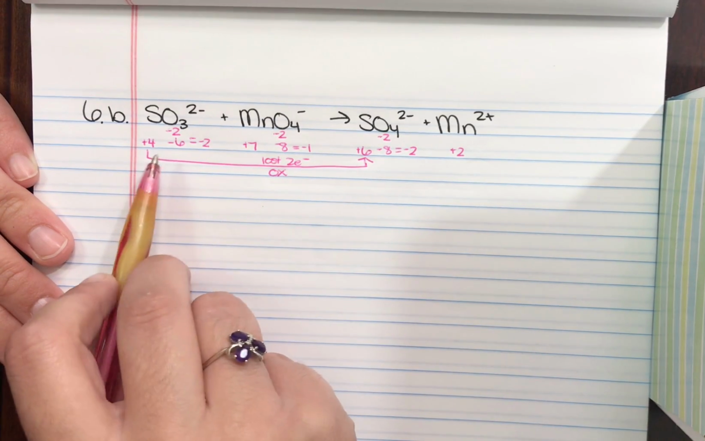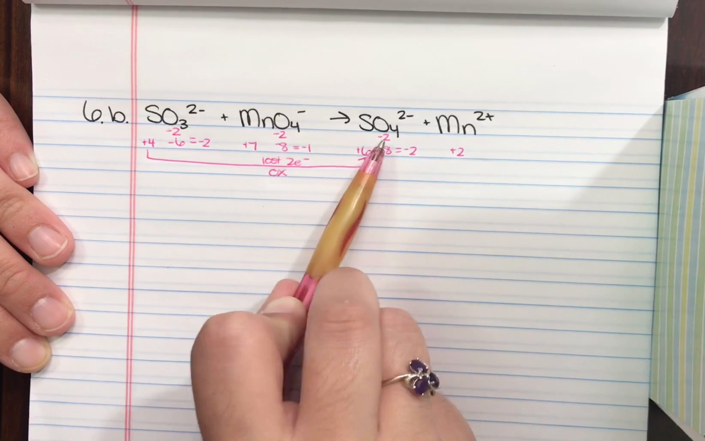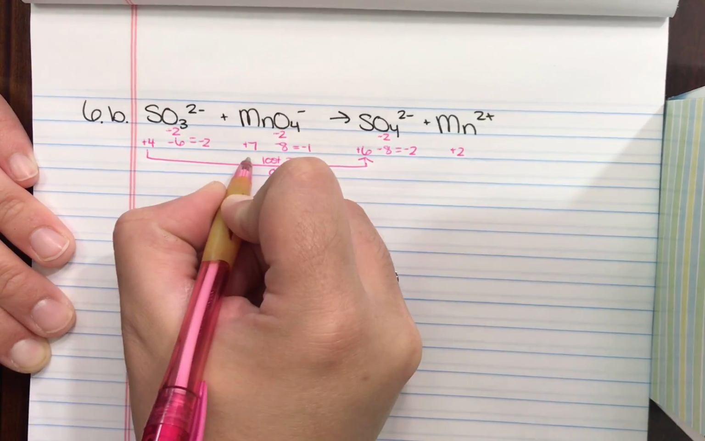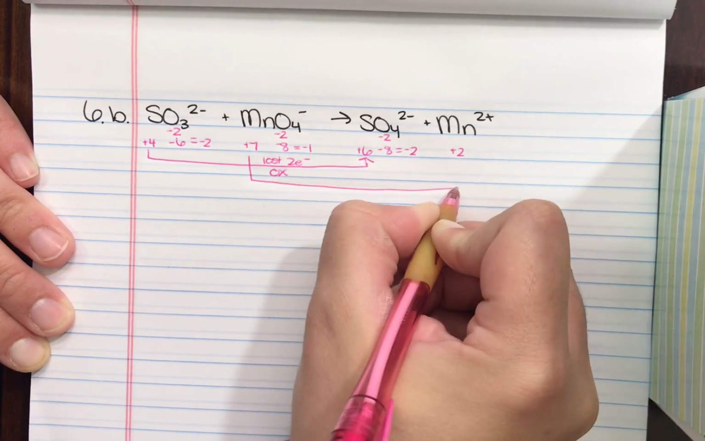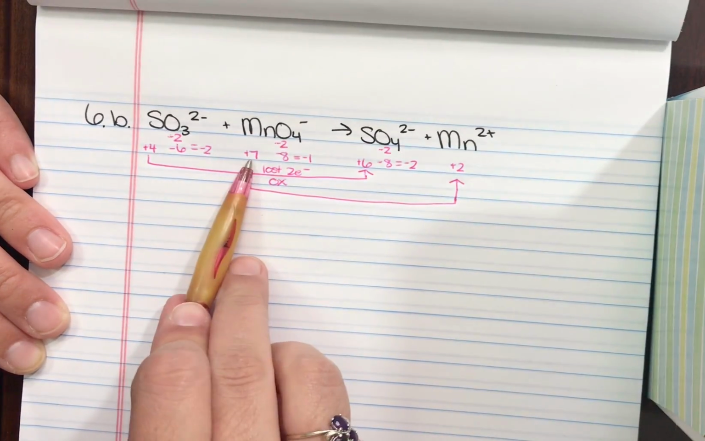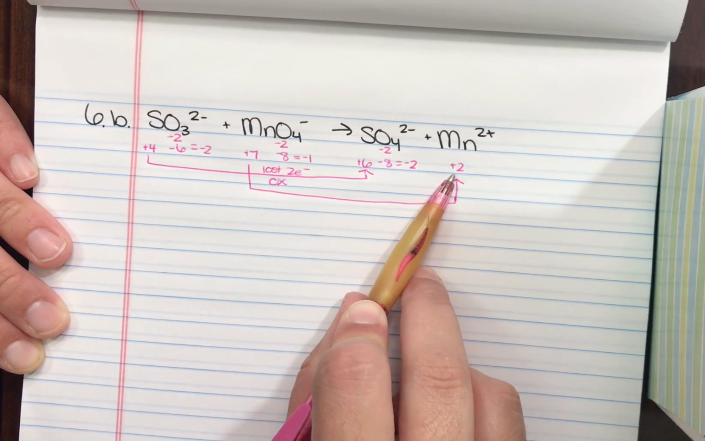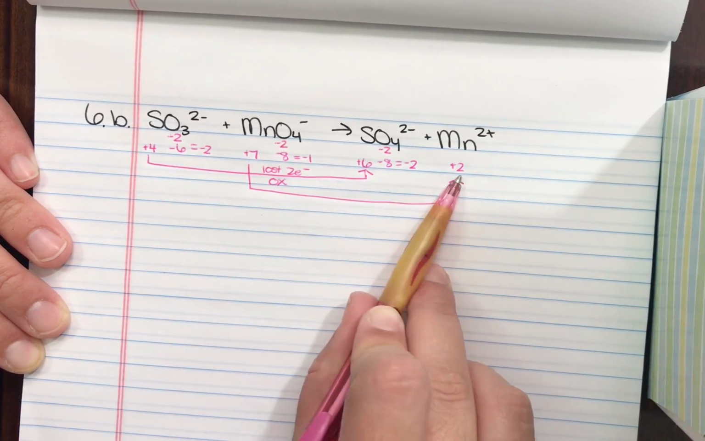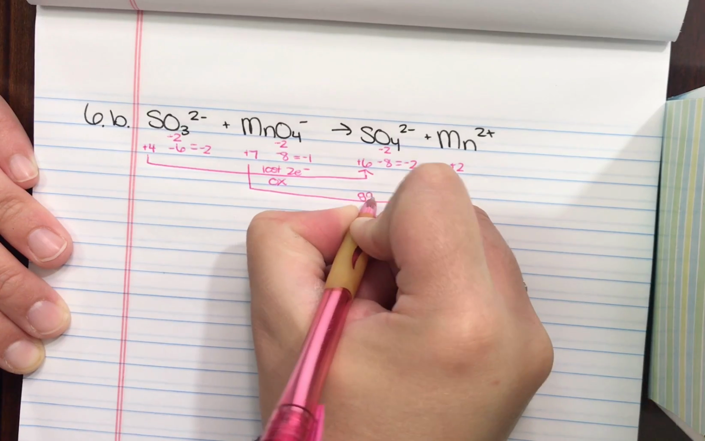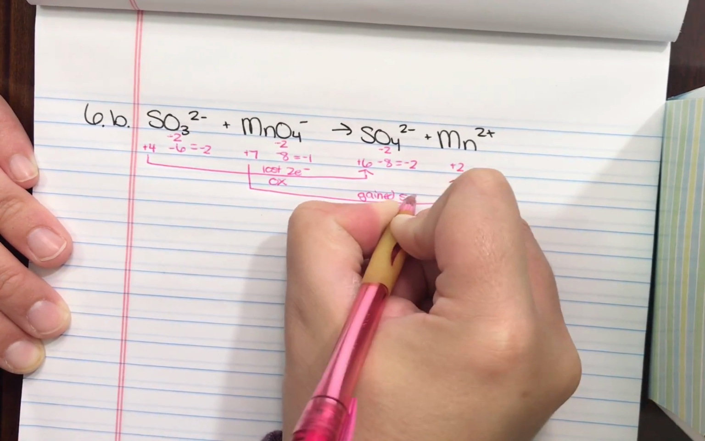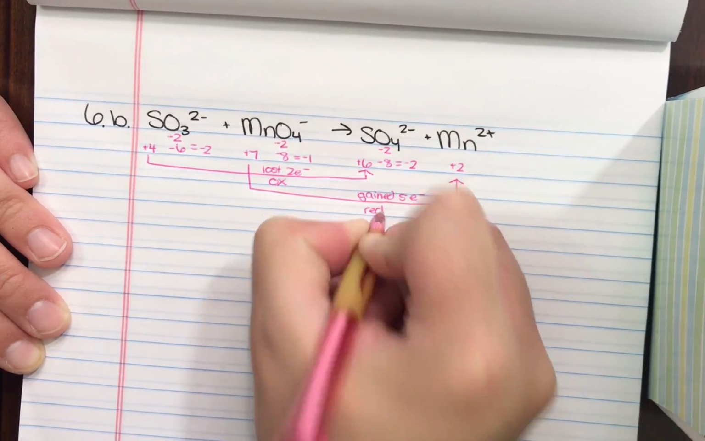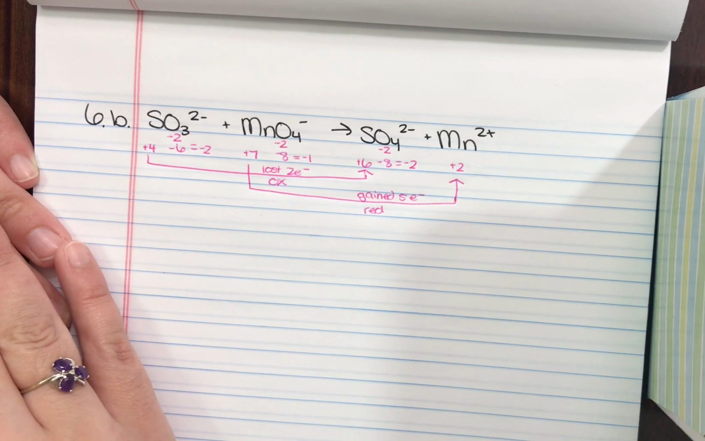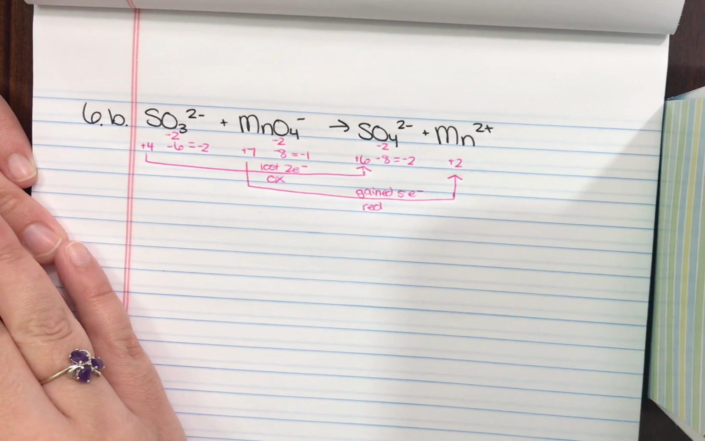Let's look then at our oxygen. It didn't change anywhere, right? That was still a -2. So our only other thing we have is this manganese. Our manganese went from a +7 to a +2. So it looks like it gained electrons, right? Because electrons are negative. It looks like it gained 5 of them. So it gained 5 electrons. So it was reduced. So I did step number 1. Step number 1 was assigning those oxidation states.